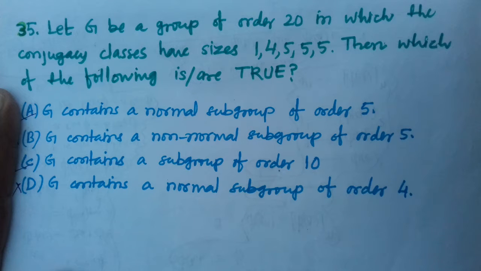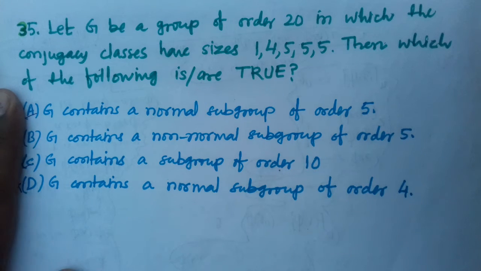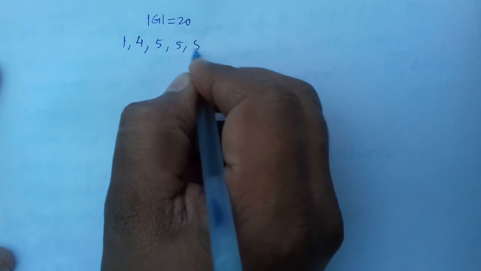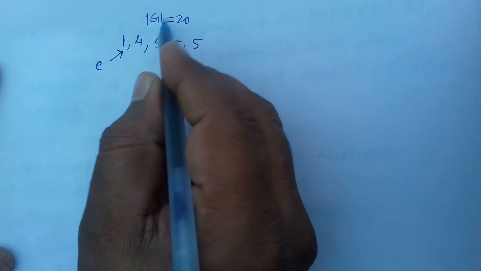To see the question, let us go for the solution. In the question you see the order of G is 20, and the sizes of conjugacy classes are 1, 4, 5, 5, 5. You see, 1 obviously corresponds to the identity element of this group.